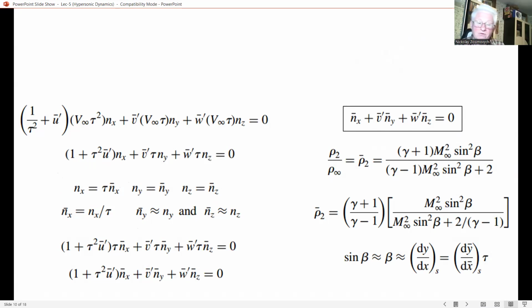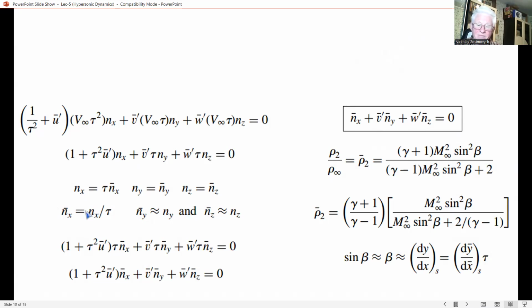For a slender body aligned along the x-axis, the unit normal vector at the surface is almost perpendicular to the surface. And this means that nx is a small number, much less than unity, whereas ny and nz can be close to unity. In the transformed space, the slope of the body is increased by the factor 1 over tau. And the unit normal vector in the transformed space is now more tilted with respect to the x-axis by the same factor 1 over tau. And hence, the direction cosine with respect to the x-axis is now nx average, which is nx over tau.